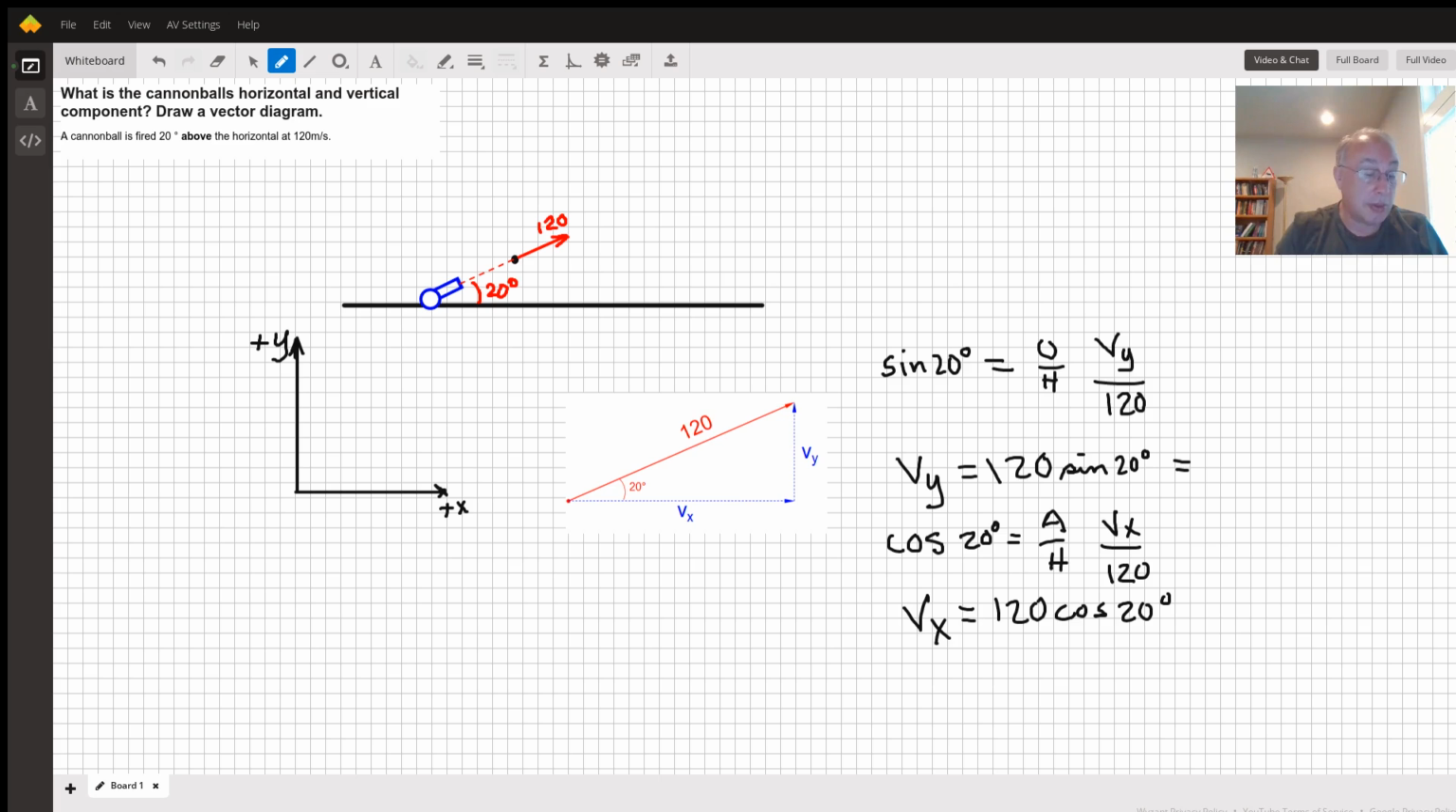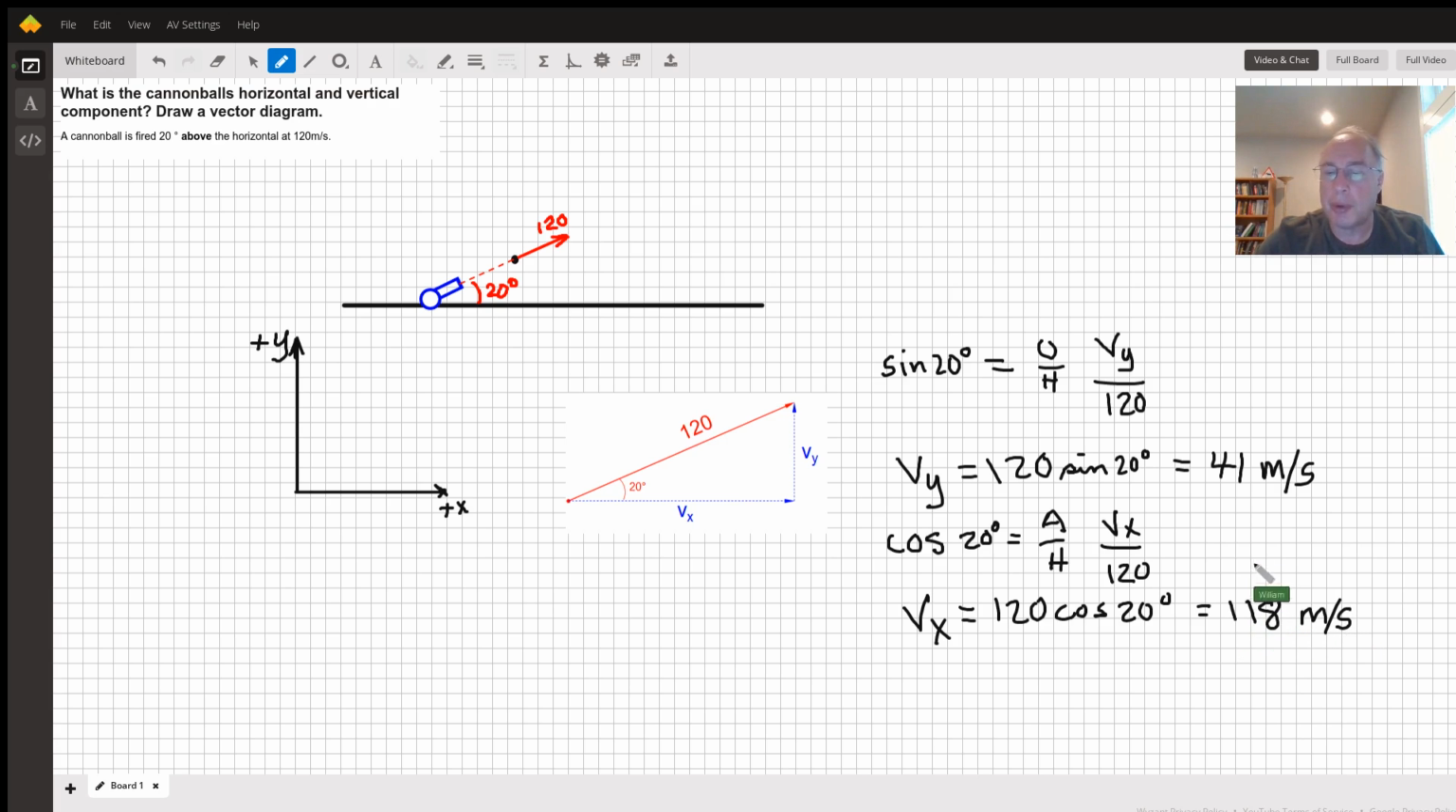First, I've got to make sure that my calculator is set on degrees. And then I type in 120 sine of 20, and I get 41.04. It looks like I only have, I don't know, one sig fig here, but I'll put 41 meters per second for the Y. And then in the X direction, we have 120 times the cosine of 20 degrees, which my calculator says is 112.7. You can choose to do whatever you'd like in regards to significant figures here.